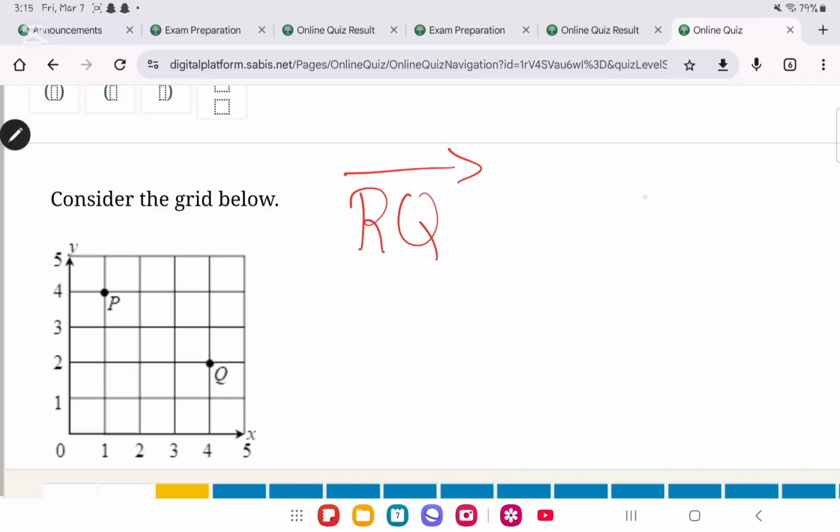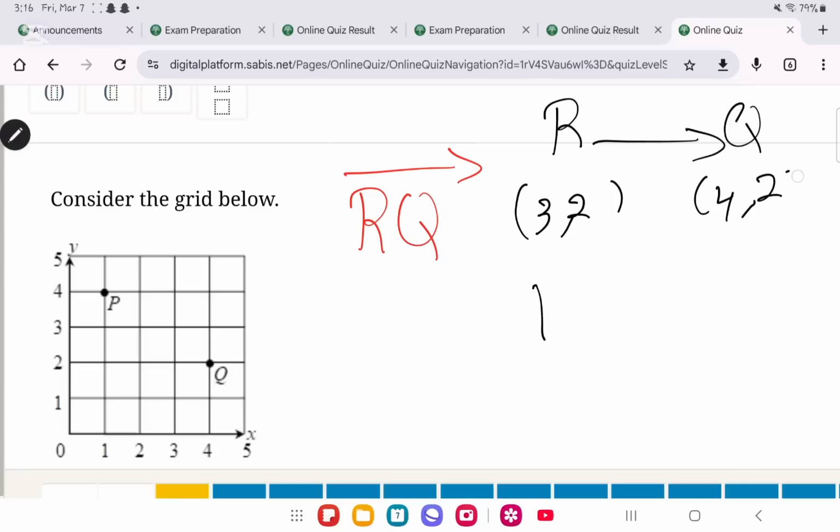So what does the vector RQ mean? The vector RQ means going from R all the way to Q. So if we have the point R, which is 3, 2, and the point Q, which is 4, 2, because you can check on the graph, it is 4, 2, then very simply, we will be able to find the vector RQ.